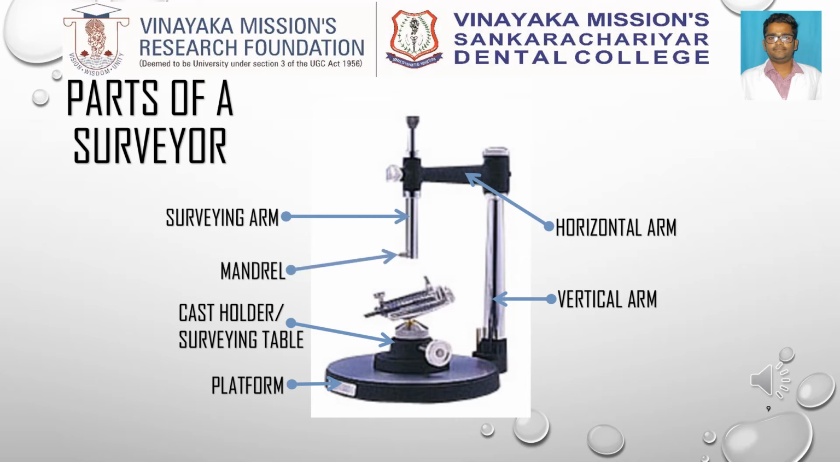Coming on to the parts of a surveyor, we have a platform and a cast holder or surveying table, a horizontal arm and a vertical arm, and also a surveying arm to which the surveying tools will be attached. With the help of the cast holder, we place the cast which we want to check for parallelism, and it is secured with the help of a screw given under the cast holder, and the mandrel helps us to properly attach the different surveying tools.